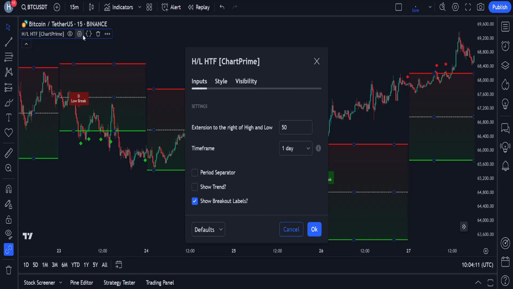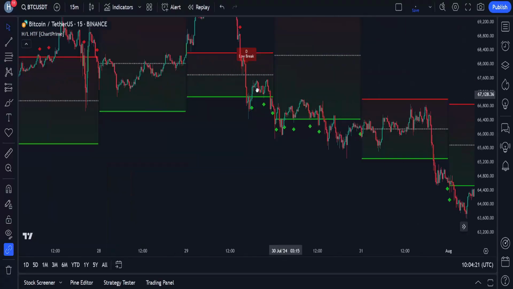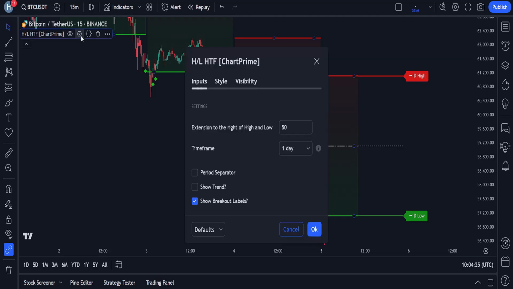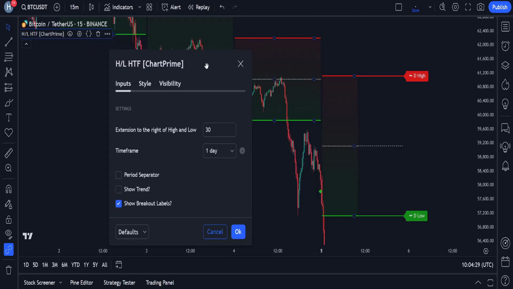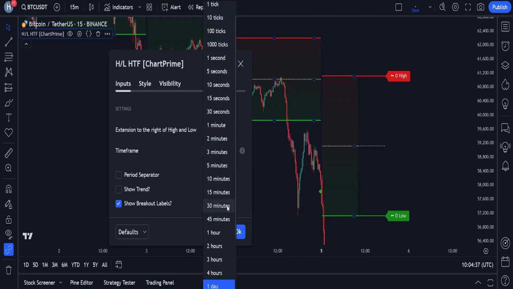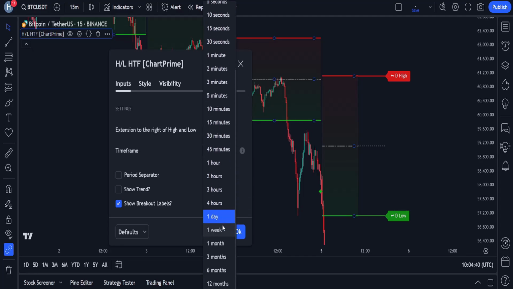To open the settings of this indicator, we will click this icon here. And then on the Input tab, you can see that we have the extension to the right of high and low option. This extends the high and low lines more for better visualization. So a number like 30 is going to extend these lines only 30 price candles. Then we have the time frame that is going to allow us to select whatever higher time frame from which the indicator will plot the high and low levels. This is the time frame I was discussing earlier. By default, you can see that it's on the daily time frame.